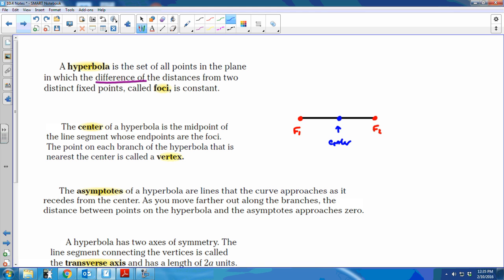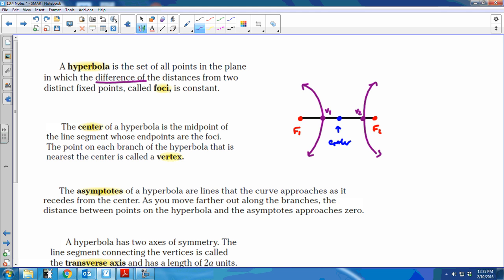The point on each branch of the hyperbola that is nearest the center is called the vertex. So if we have two arcs here for our hyperbola, they actually go through the vertices. Those vertices are on that same line as the foci and the center. You only have two vertices, not four. So that should be less to keep track of.